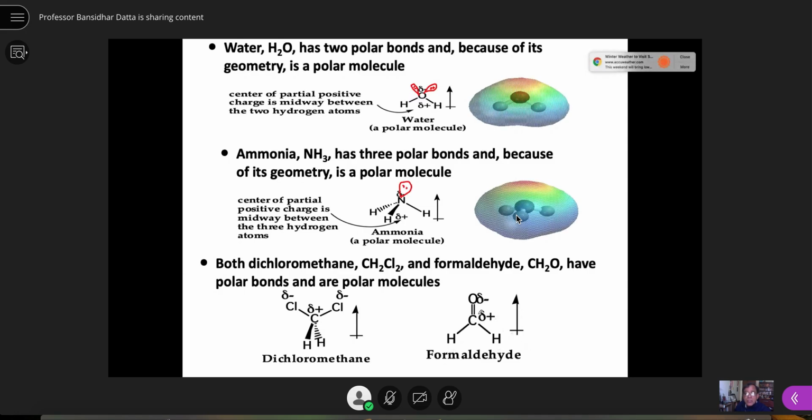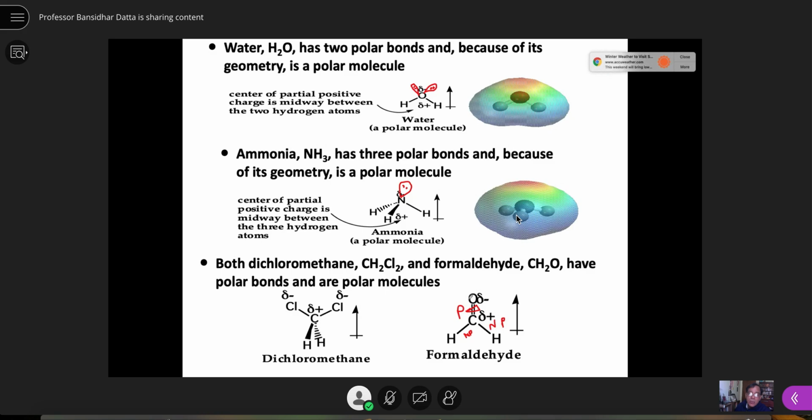Formaldehyde is triangular planar. This bond is non-polar, NP. This bond is NP. The next one is NP, right? And this is the P, polar bond. And the force is drawing towards the oxygen.